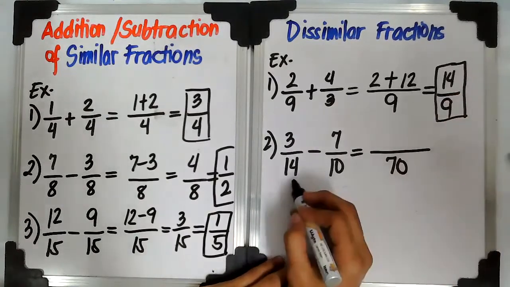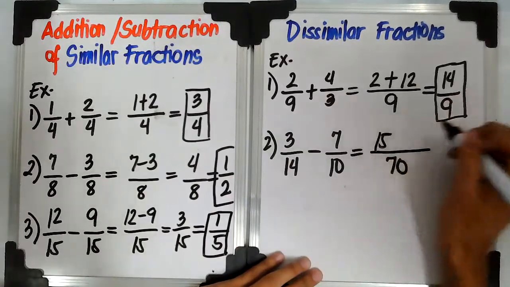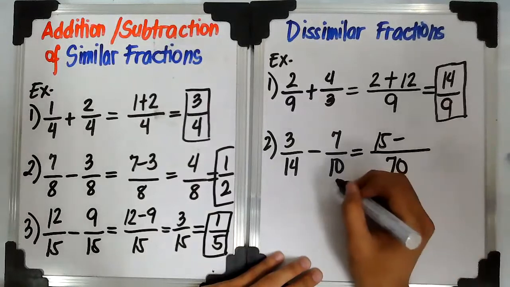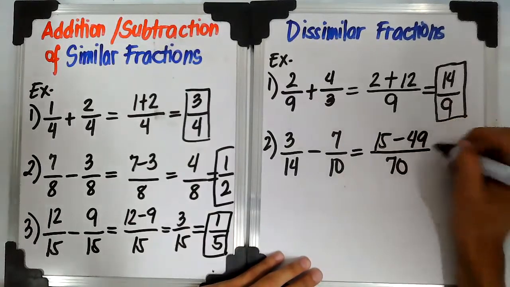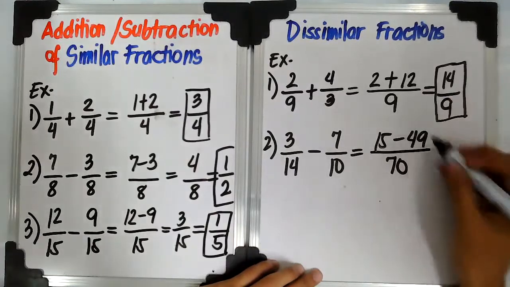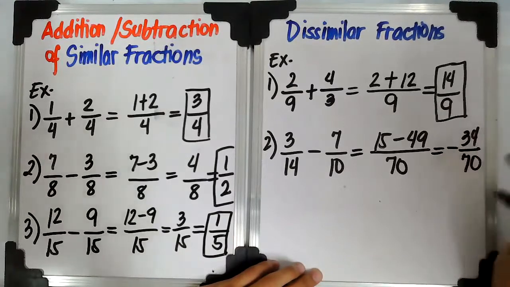So you have 70 over 14. This will be equal to 5 times 3, you have 15, minus 70 over 10, that's 7 times 7, you have 49. So by subtracting these two, you will have here negative 34 all over 70.